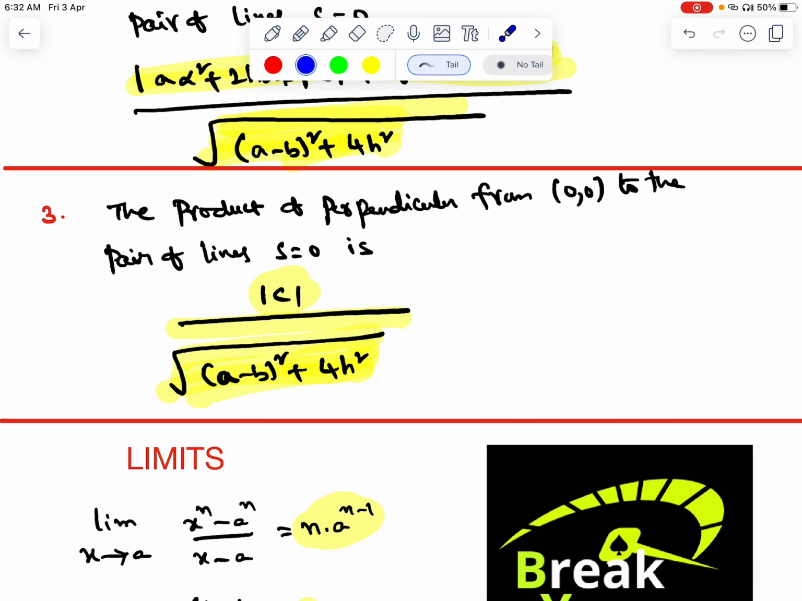Okay, these are the geometry formulas, straight lines and pair of straight lines formulas. Next topic we will discuss limits.